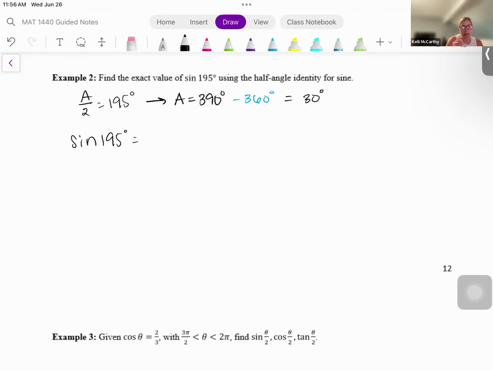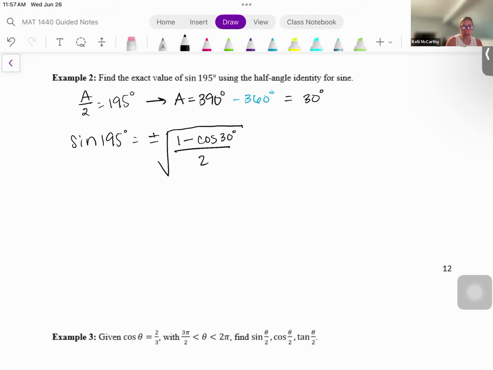So setting up our formula, sine of 195 degrees, or a over 2, is equal to plus or minus the square root of (1 minus cosine of 30 degrees) over 2. And I'm using that coterminal angle instead of the 390 because the signs will be the same. If they're coterminal, there's no change in the signs. They have the exact same function values. If we were looking at a reference angle, then we would want to be a little bit more cautious with signs.